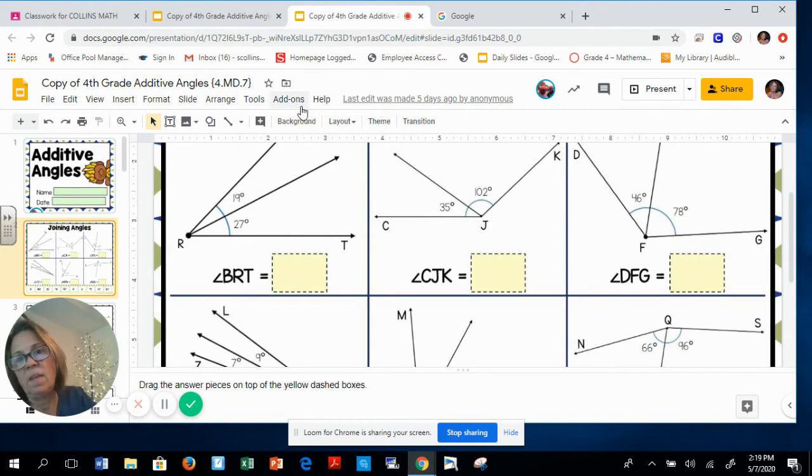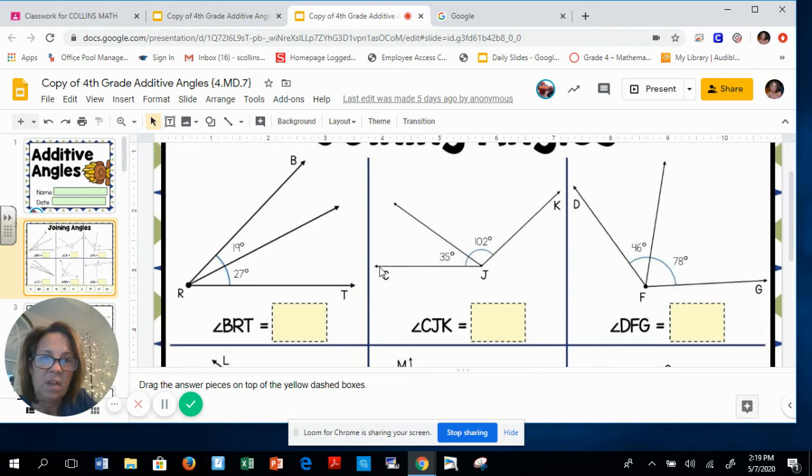How am I going to find the angle of B, the whole angle? Basically, you're adding the two pieces of your angles together, this angle and this angle, to give you the whole angle of BRT. So 19 and 27, and you would put that right here. I'll do one more with you here.